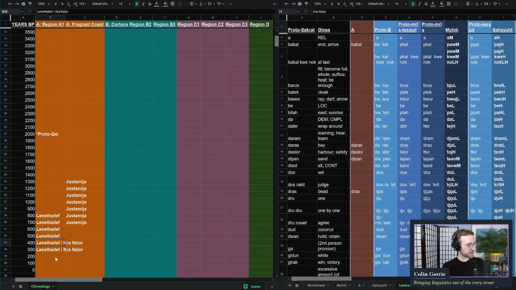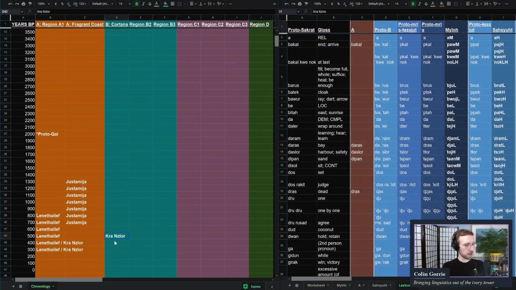So then where did Kranslor come from? I think we could, for the sake of keeping our minds, of making this easy for us to understand, maybe say it comes from this B region. So we have Kranslor being spoken here in Cortana.